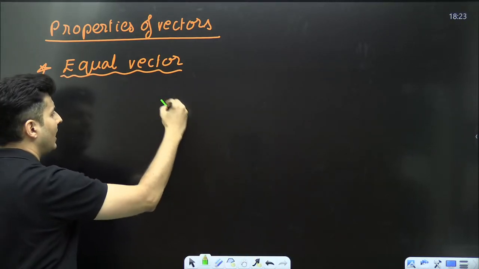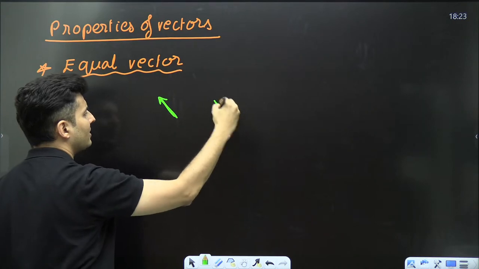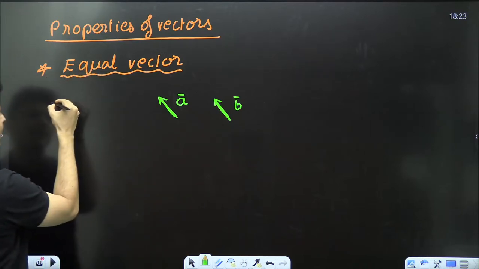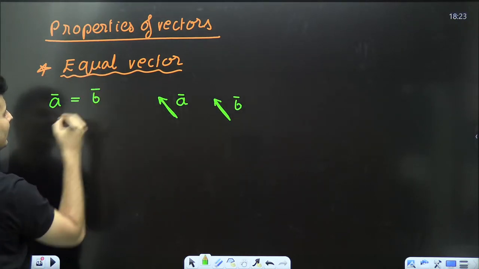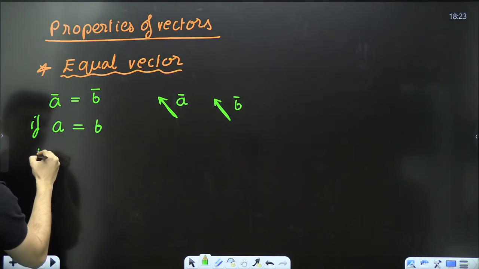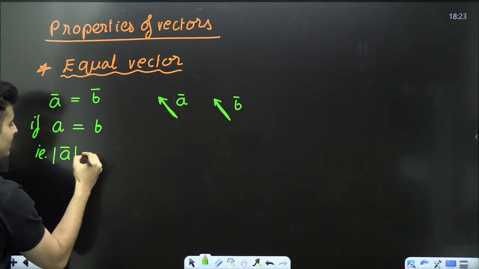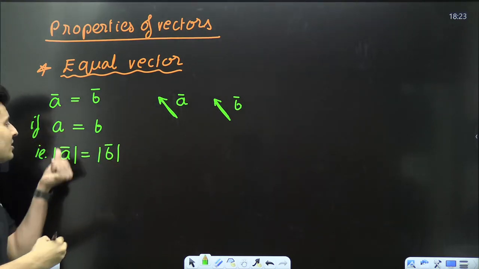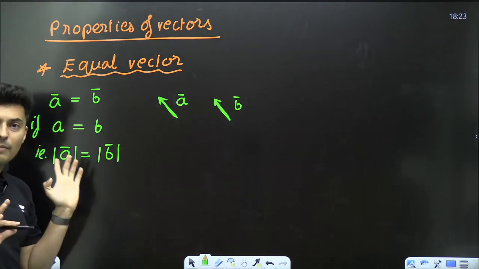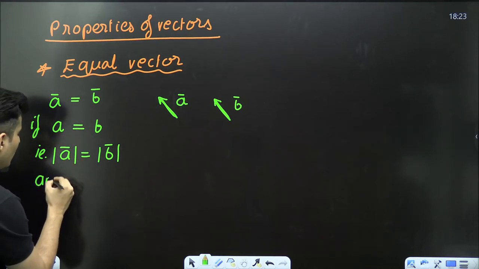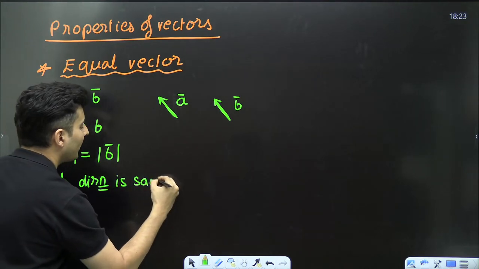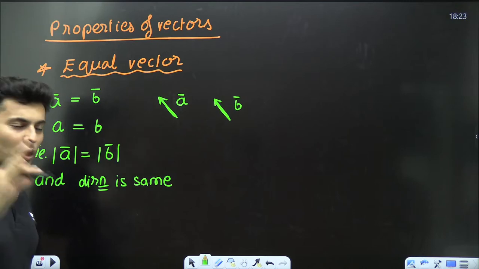Imagine there is a vector like this, and imagine there is another vector somewhere over here like this. I can say this vector A and this vector B are equal. This vector A is equal to this vector B if the magnitude of A and the magnitude of B is the same. That is basically A bar's modulus is B bar's modulus. This is one and the same thing, guys. When I skip the bar, it means the magnitude. And not just that, the direction is also the same. Then it is said to be equal vectors.